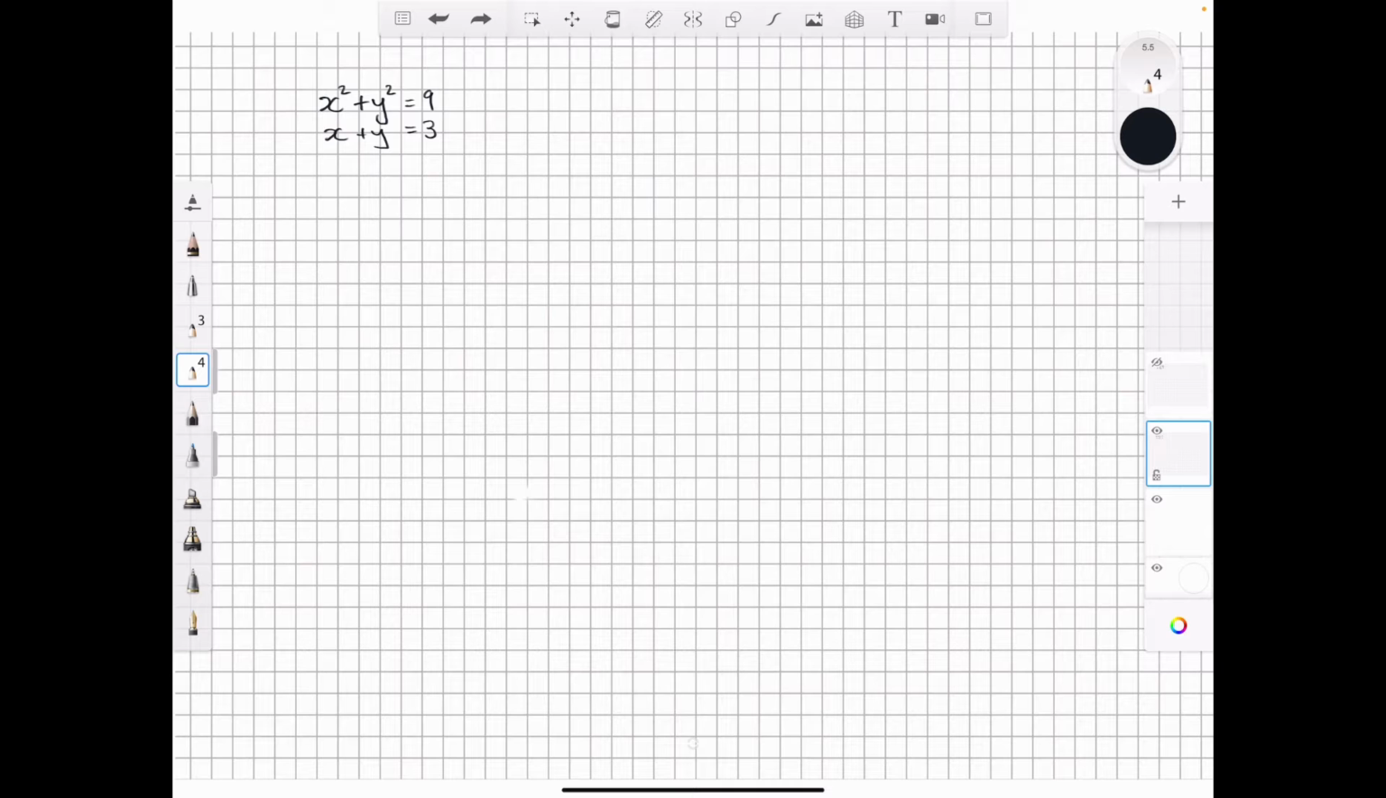So here we have a quadratic equation. It's a simultaneous equation where one is quadratic and one is linear. Quadratic just means that there's a squared in it, and linear means that there's no squared. It's a basic equation.